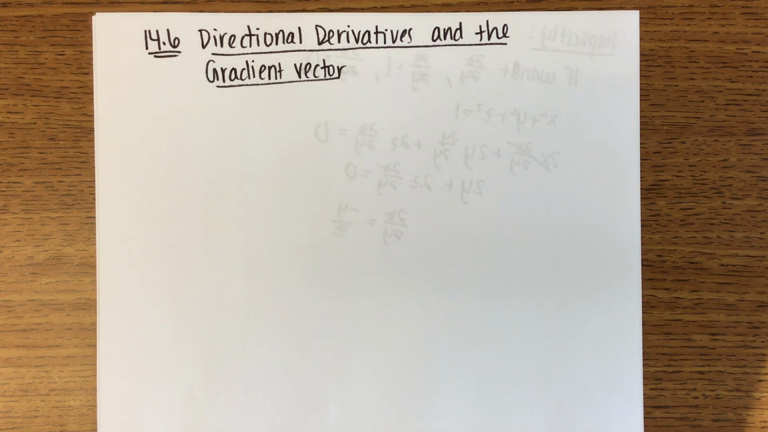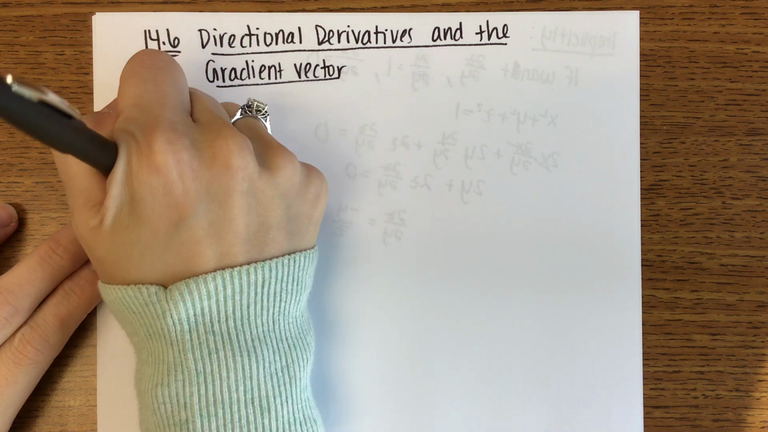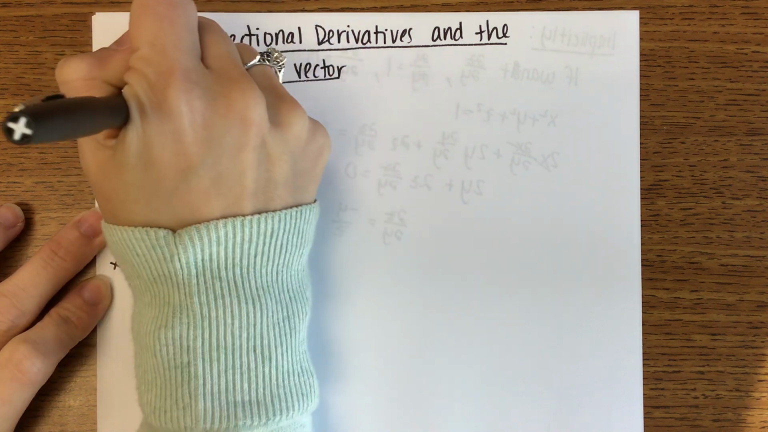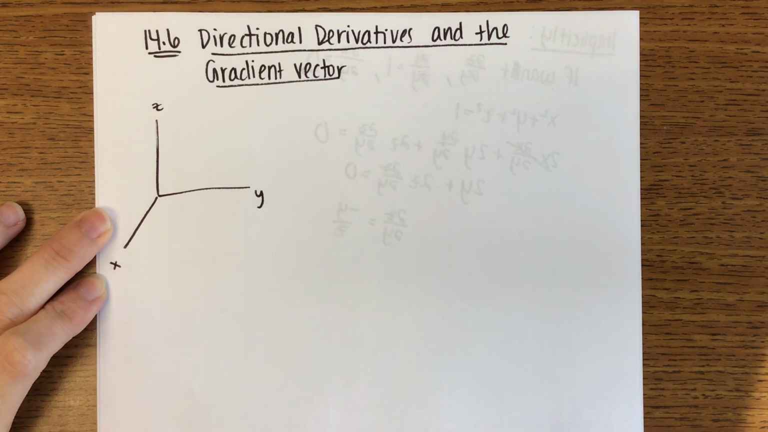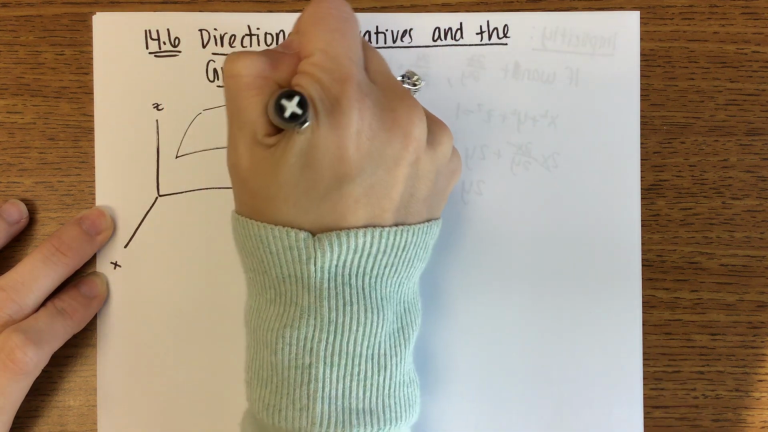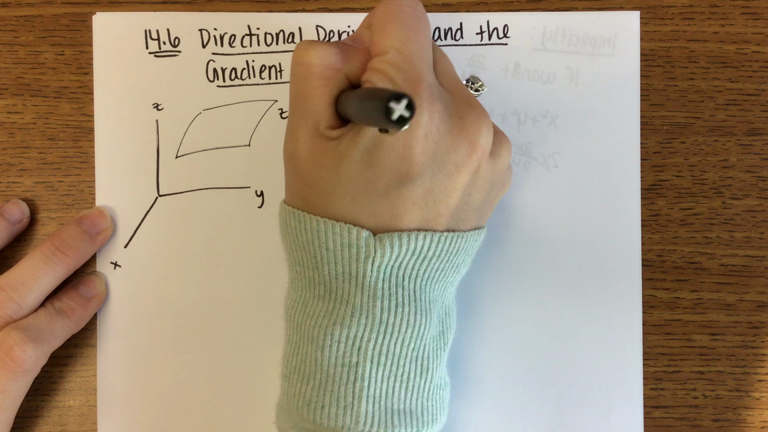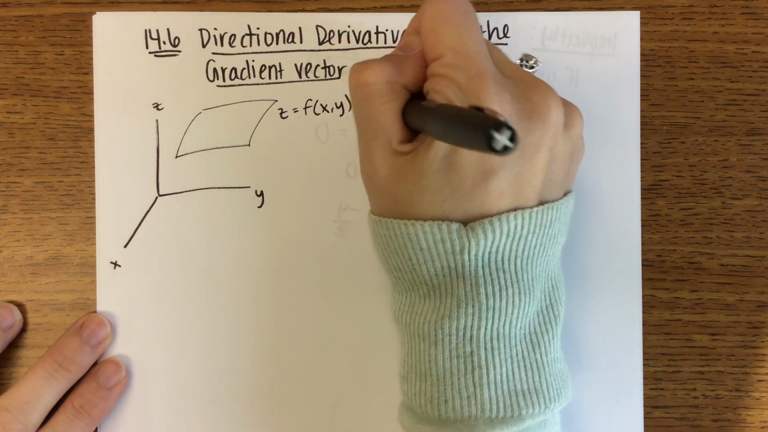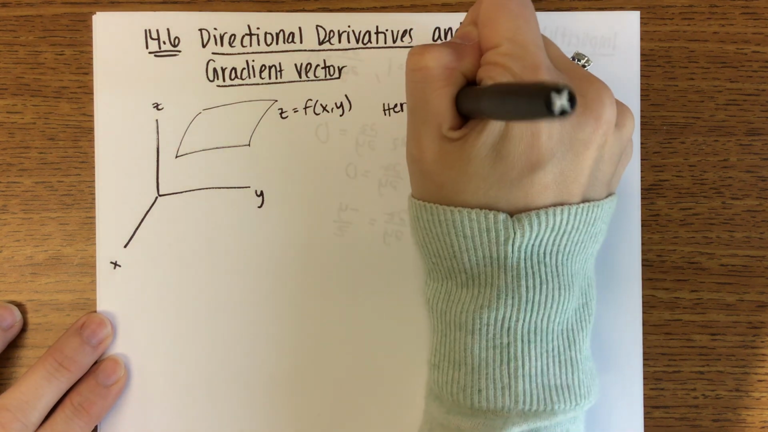Directional derivative and the gradient, both what they mean and how to find them. If we draw ourselves an example, let's say that we have some surface S, and that surface is defined by z is equal to some function of x and y. Here's what we can do with partial derivatives so far.